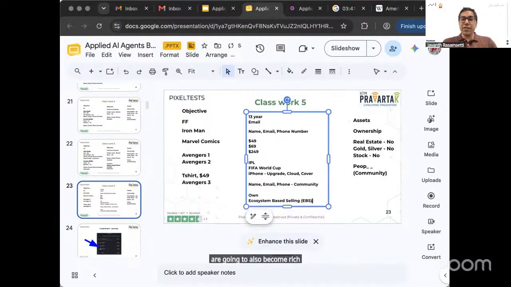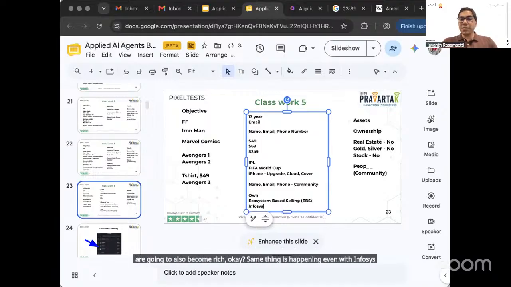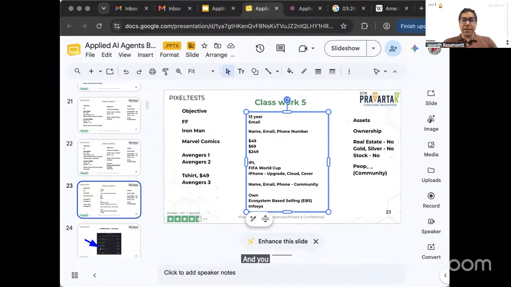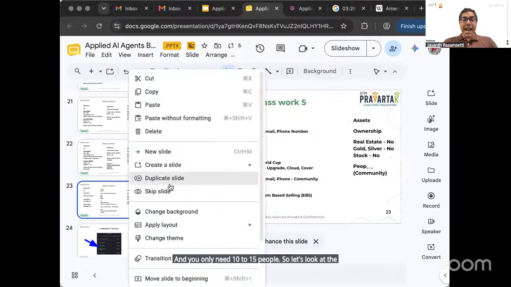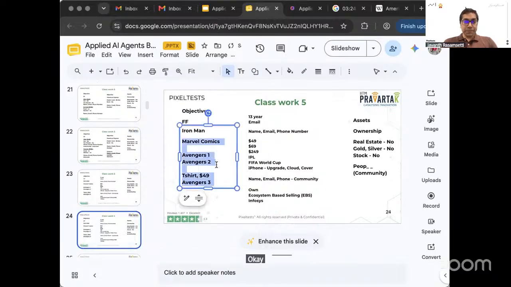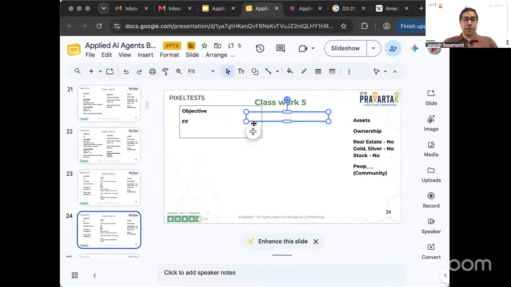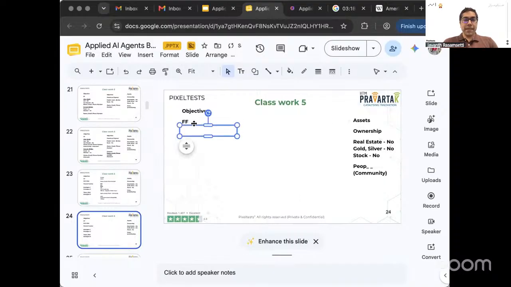Okay. Same thing is happening even with Infosys. Infosys only has about 300 or 400 clients, but they keep upselling, cross-selling to the same. How many of you are a genuine bulb on moment? Type EBS in the chat box. And you only need 10 to 15 people. So let's look at the math. Okay. Now, let's look at the final point.